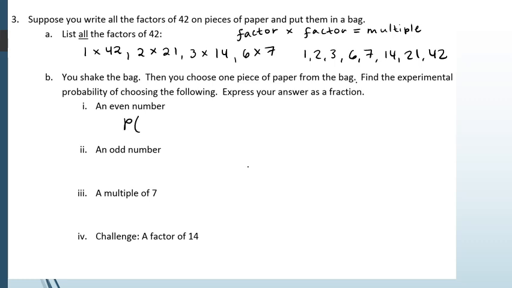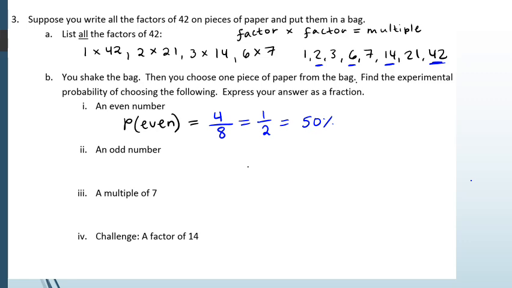Well, my probability of getting an even number, I'm going to say P(even) equals. Looking at all those numbers up there, the numbers that are even, which are divisible by 2, would be 2, 6, 14, and 42. So that's 4 possible favorable outcomes out of a total of 8 outcomes. And I can also simplify that to 1/2. If you wanted to challenge yourself, you could also write that as a percent, 50%.